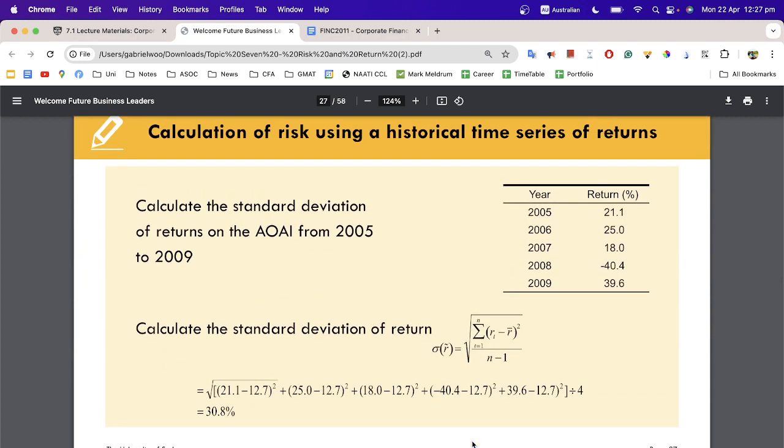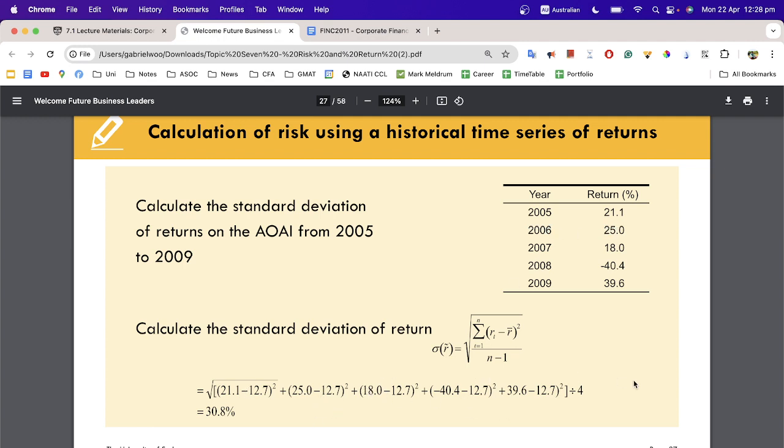Now, we'll plug the 12.7% figures here. You can see 12.7, 12.7, 12.7, 12.7 into the standard deviation formula. So we take the square root of each observation's distance to the mean. So here's the observation of 2005's distance to the mean, observation 2006, 25's distance to the mean, observation 18's distance to the mean.